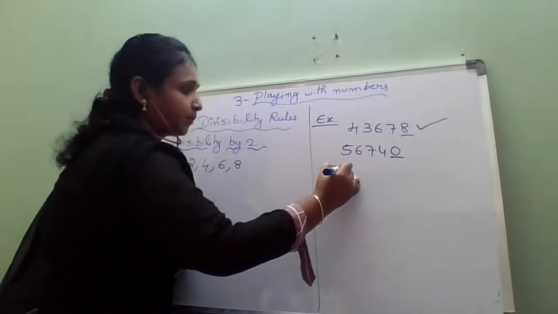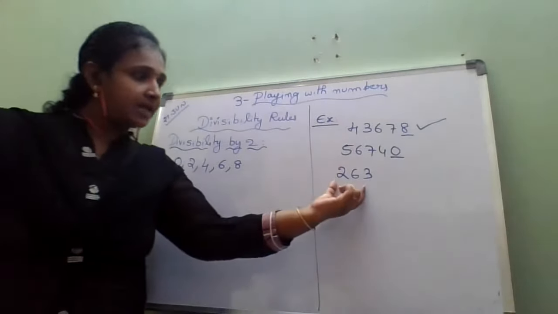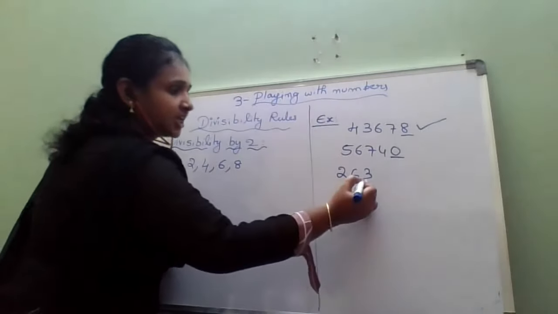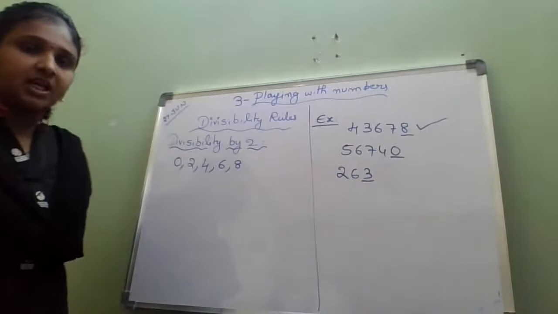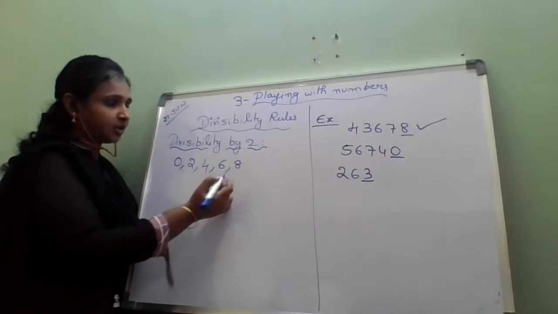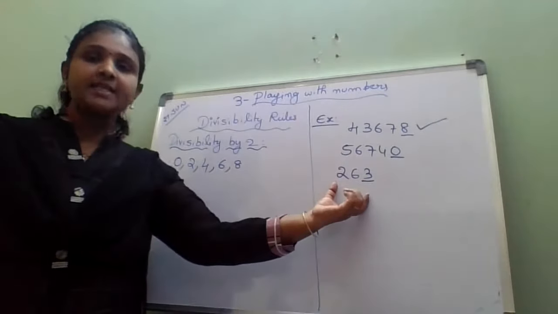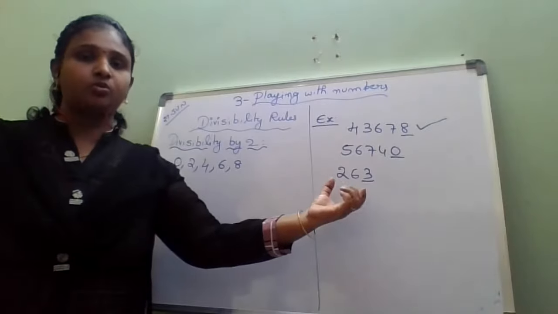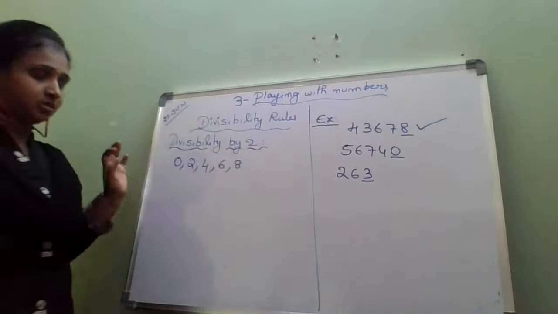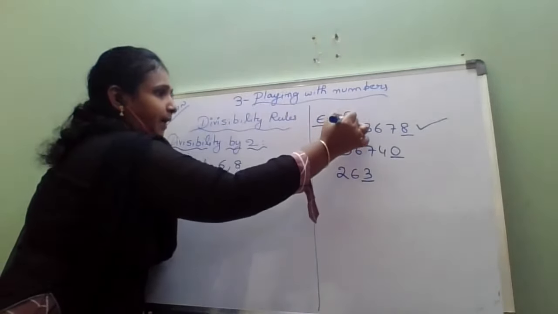Okay, let's take one example, 263. Is this number divisible by 2 or not? How will you check? Just check the ones place. In the ones place, 3 is there. It is not 0, 2, 4, 6, or 8. So this number is not divisible by 2. Okay, these are the divisibility properties of 2.